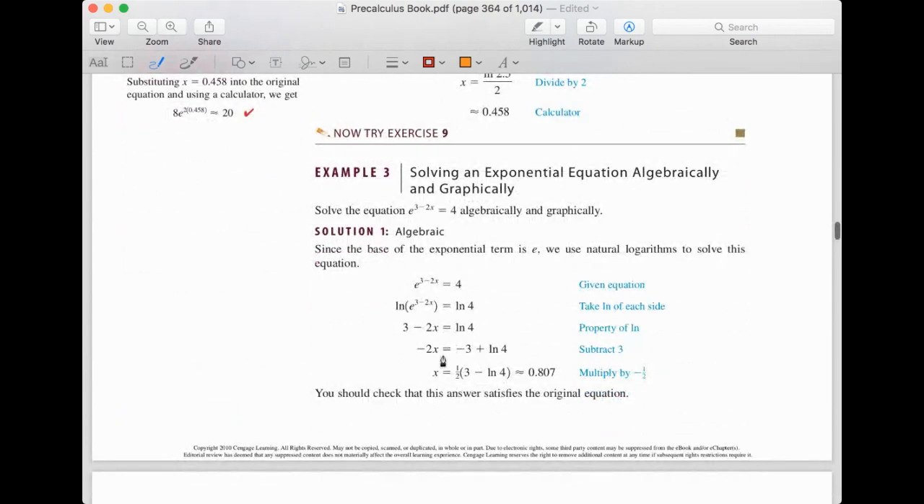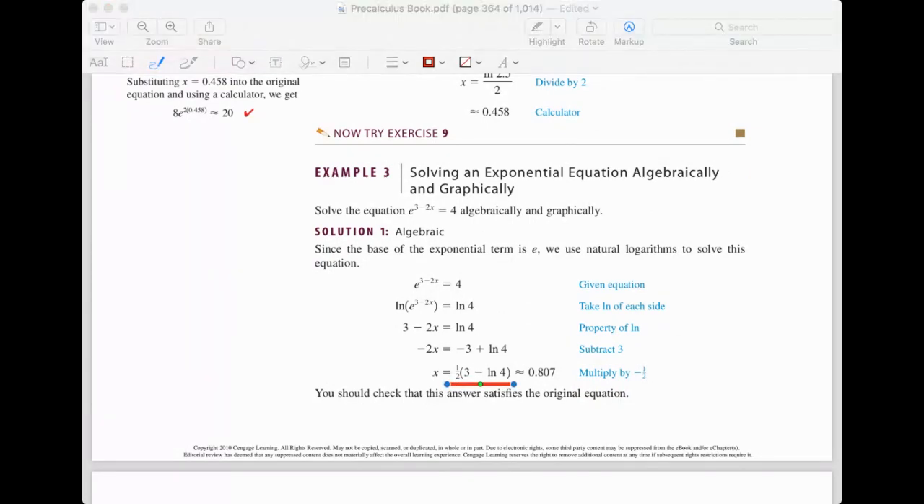Then we divide by negative 2. So x equals negative 3 divided by negative 2, that's positive 3 halves. Then ln 4 divided by negative 2 is just negative ln 4 divided by 2. We can leave it in this form if we want.